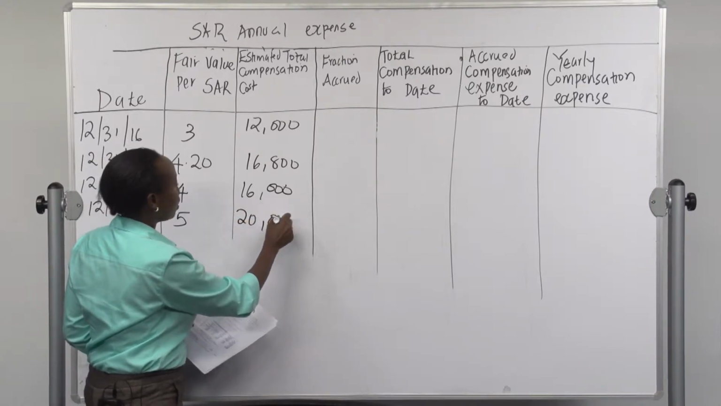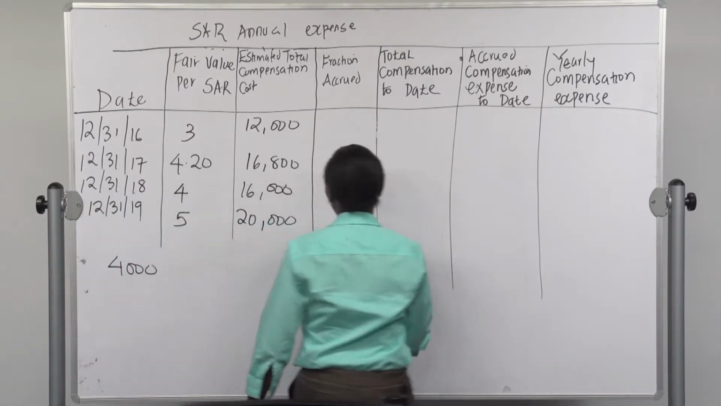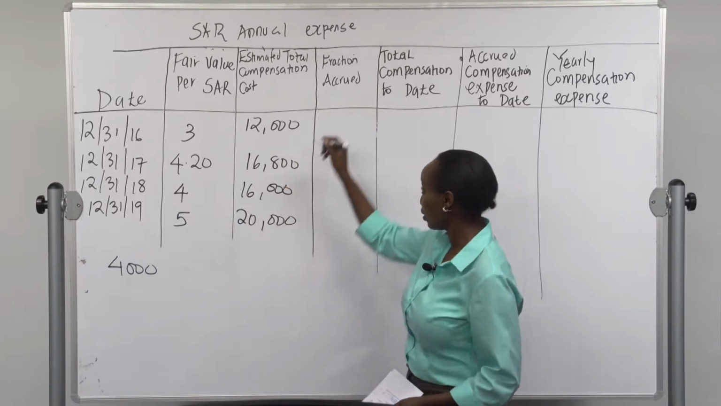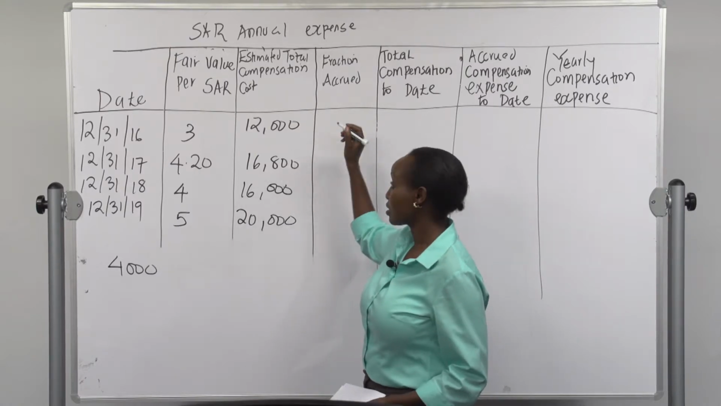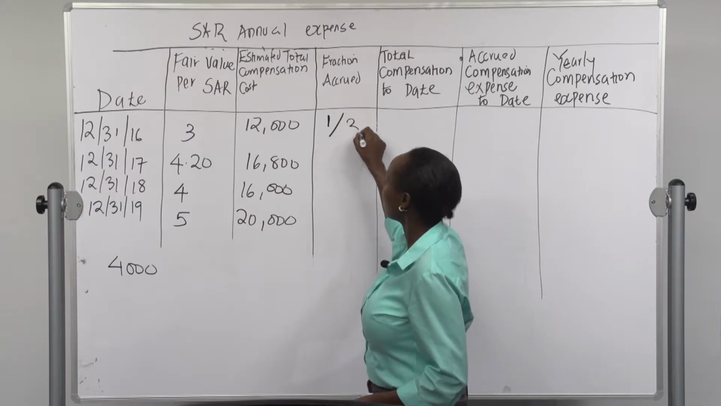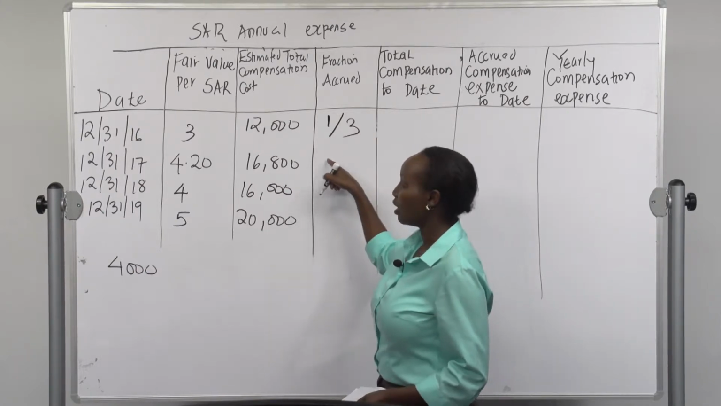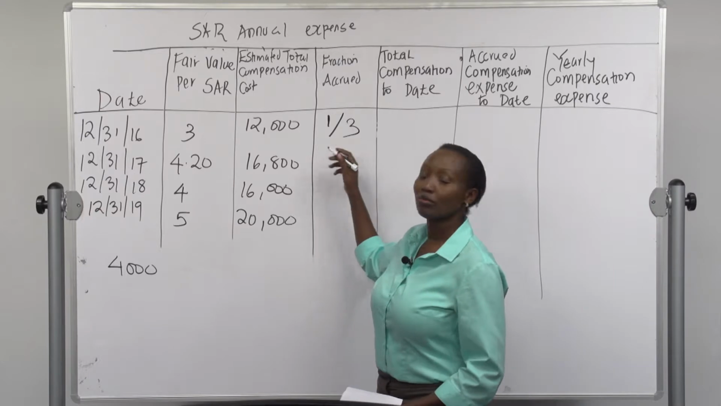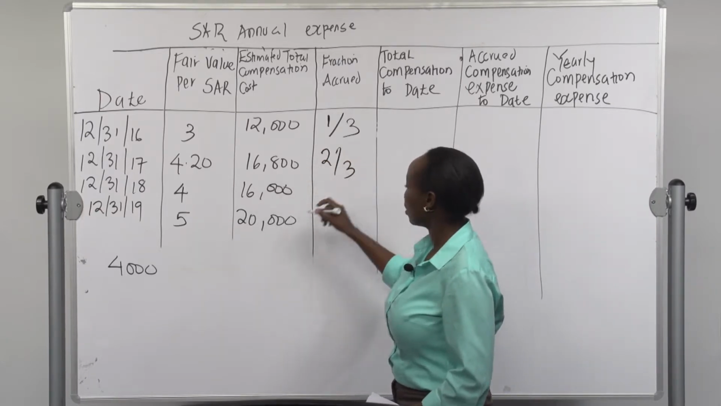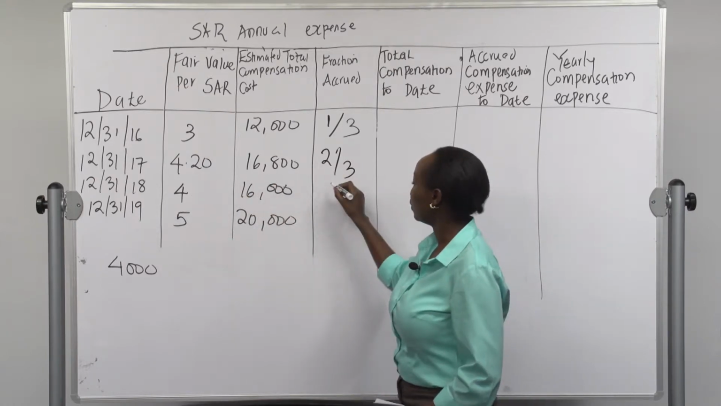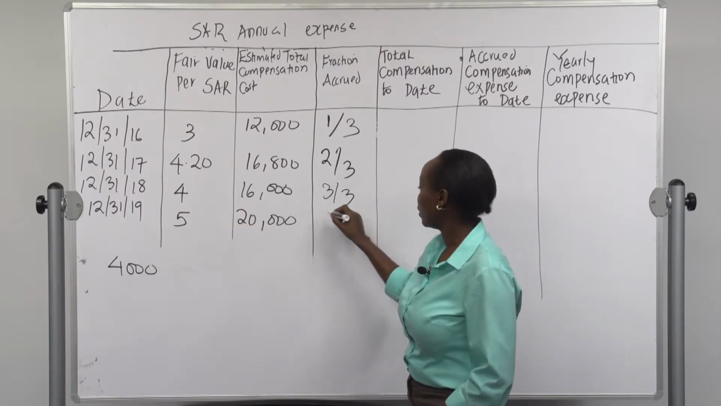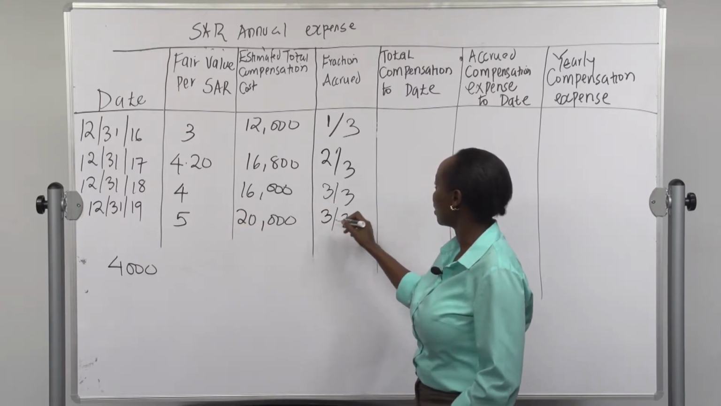And for 2019, the fair value is 5, so we do 5 times 4,000, so we have 20,000. For the fraction accrued so far, we're looking at how many years have elapsed relative to the total service period. At the end of 2016, we've only completed 1 year out of a total of 3 years. At the end of 2017, we've finished 2 years, 2016 and 2017, so that's 2 out of 3. At the end of 2018, we finished 3 out of 3. Same thing as of 2019, we already finished the entire period, 3 out of 3.